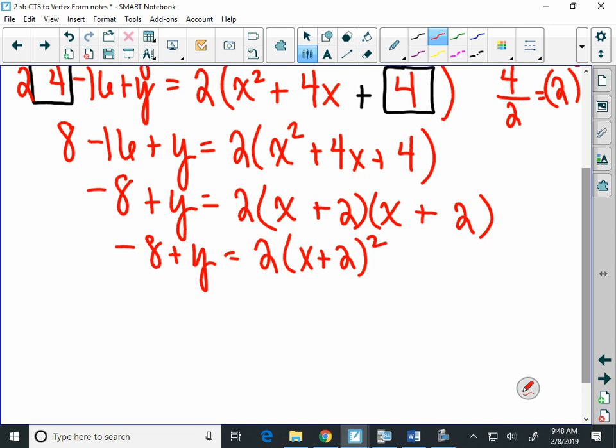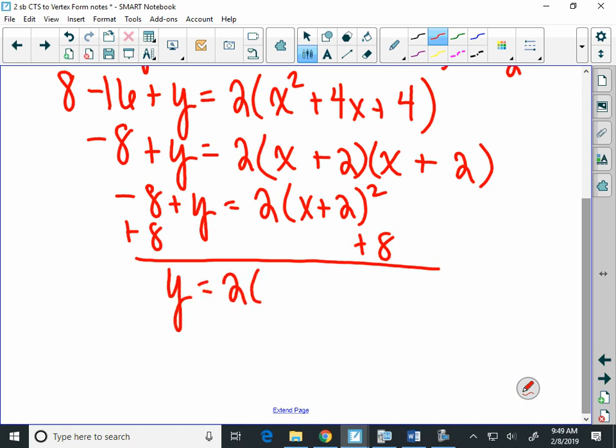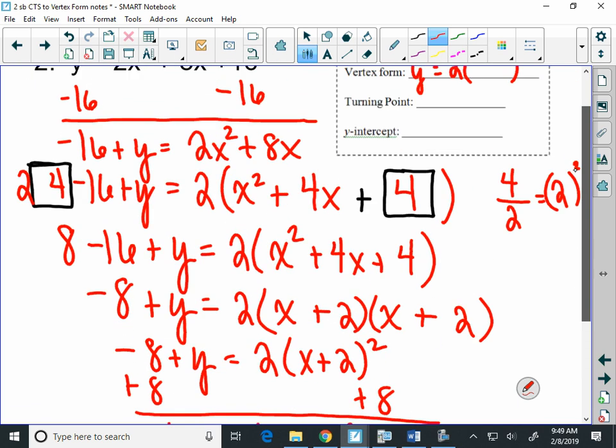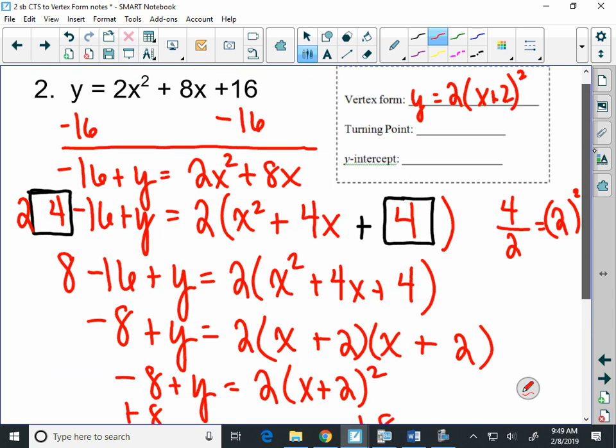And lastly, we're solving for y. So we're going to add the 8 back over here to the other side. We have y equals 2 times x plus 2 squared plus 8. And that's what I'm going to put in our box over there for the vertex form. That's the vertex form. y equals 2 times x plus 2 squared plus 8.